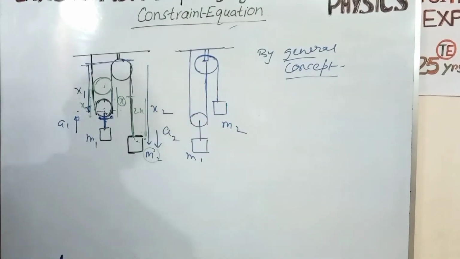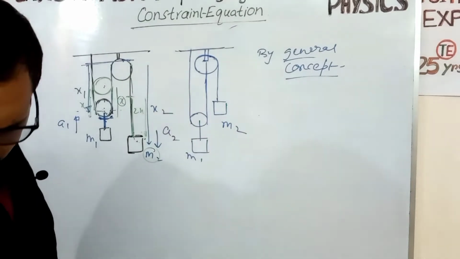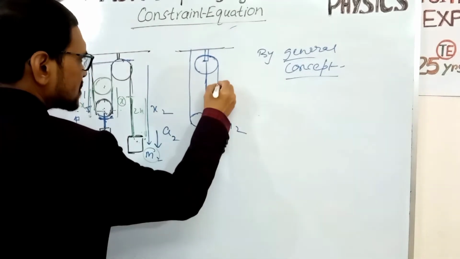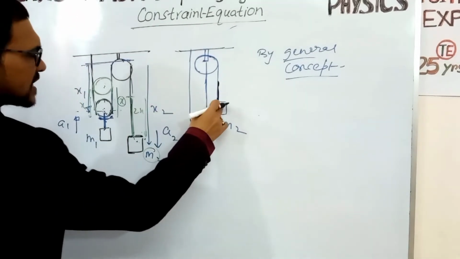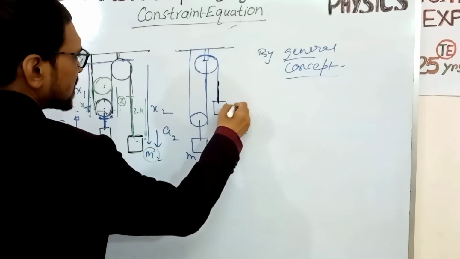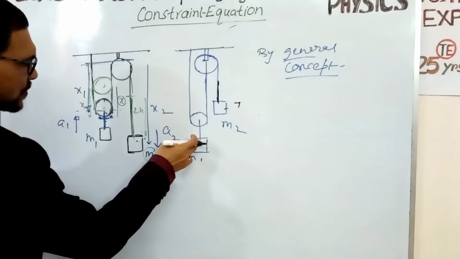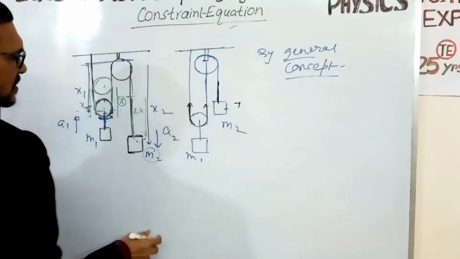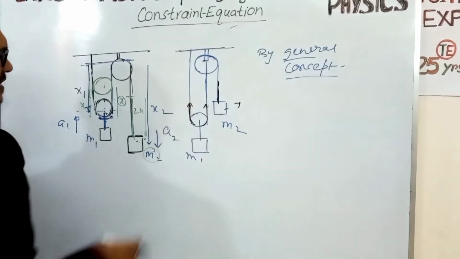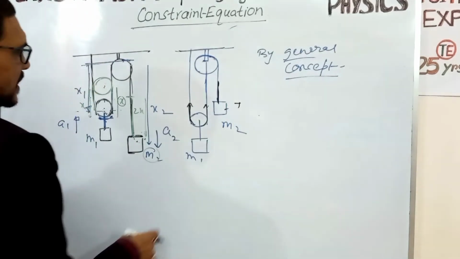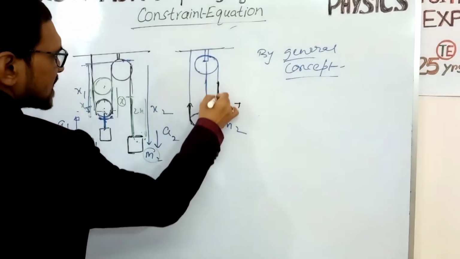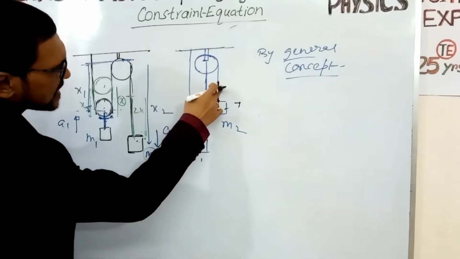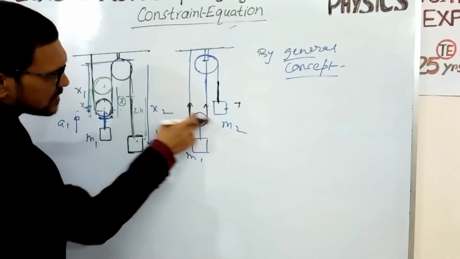So to remember easily, students can understand that if the block is attached with a single string, the acceleration of that block will be double the acceleration of the block which is attached by two strings. This block is attached by two strings and this block is attached by a single string. So always the acceleration of the block attached by a single string is double the acceleration of the block attached by a double string.